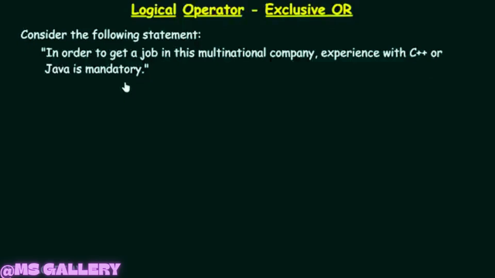Now let's try to understand what this statement really means. If you have experience with C++, then of course you are eligible for the job. If you have experience with Java, then also you are eligible for the job. But if you have experience with both C++ as well as Java, then also you are eligible for the job. This is what this statement really means.